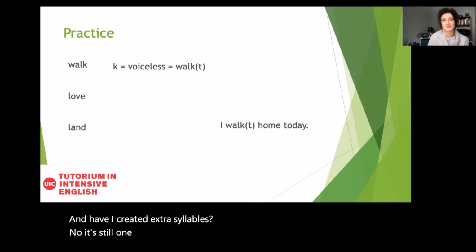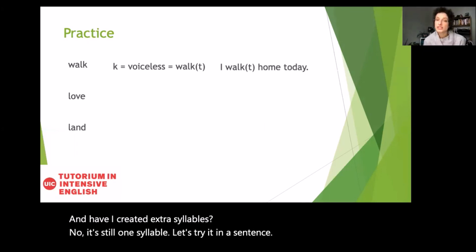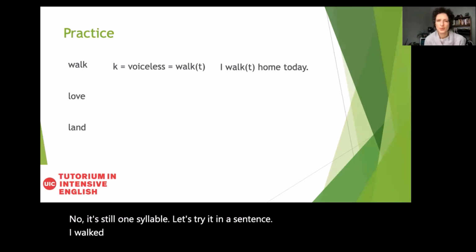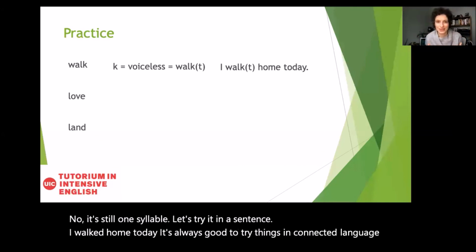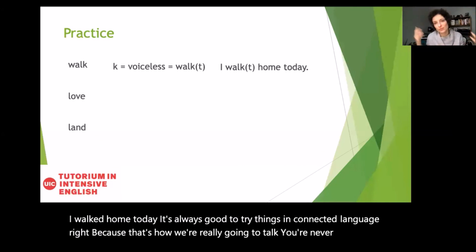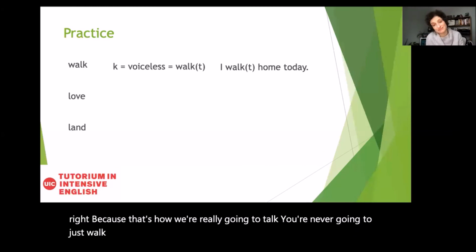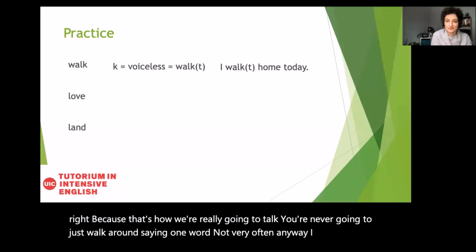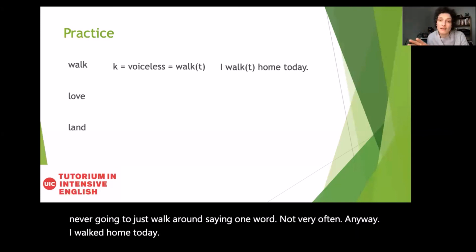Let's try it in a sentence. I walked home today. It's always good to try things in connected language, right? Because that's how we're really going to talk. You're never going to just walk around saying one word, not very often anyway. I walked home today.